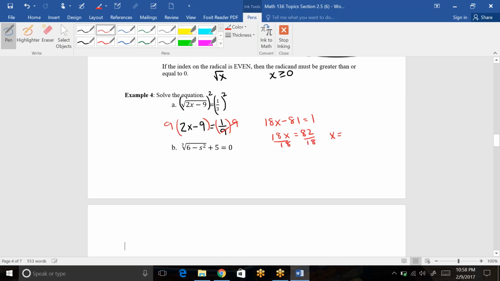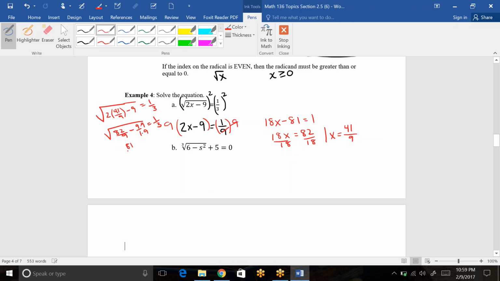And it looks like both of those are divisible by 2, so that would be 41 over 9. Now, I have to check this solution before I circle or box it. So I'm going to go back over here and show 2 times 41 over 9 minus 9 under the radical equals 1/3. So 2 times 41 is 82, so 82 over 9. Think about this being 9 over 1, so you can get a common denominator here to subtract. Multiply this by 9 over 9.